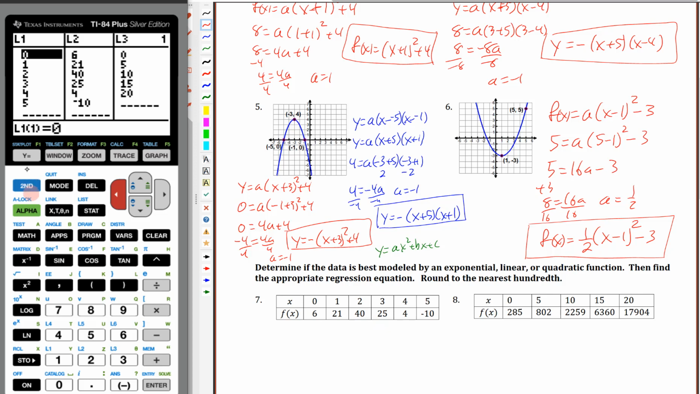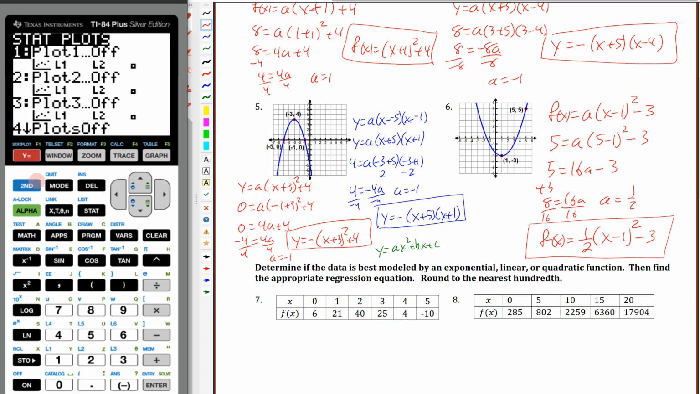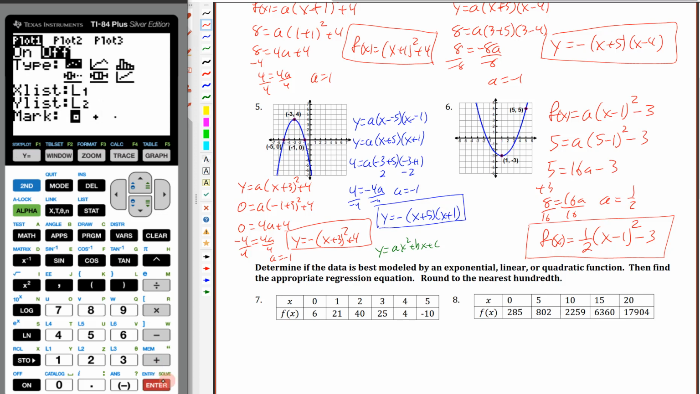And then I'm going to hit stat plot, so that's second y equals. I'm going to do number 1. I'm going to turn that on, and by default, the scatter plot is selected. The X list is L1 and the Y list is L2. So as long as we've got the list that we want in L1 and L2, this is going to do the work for us.